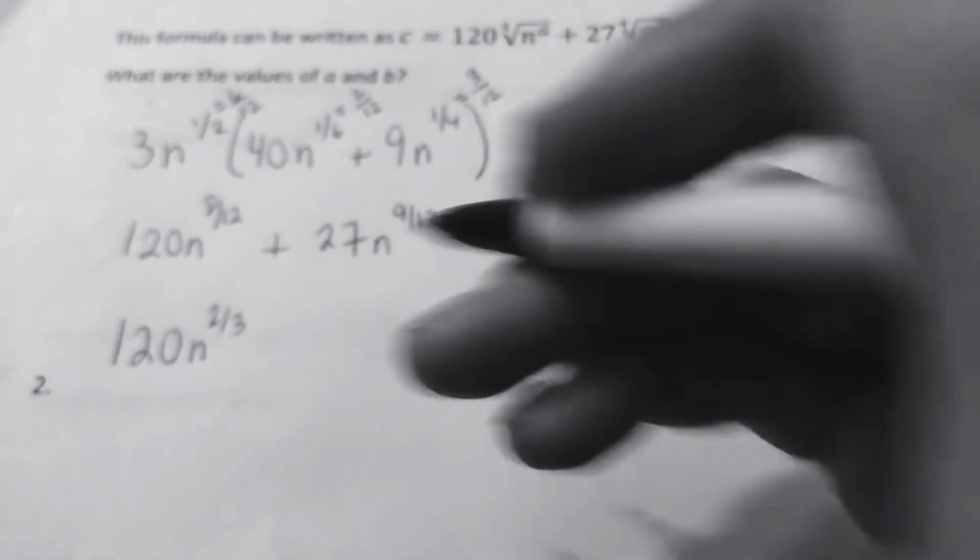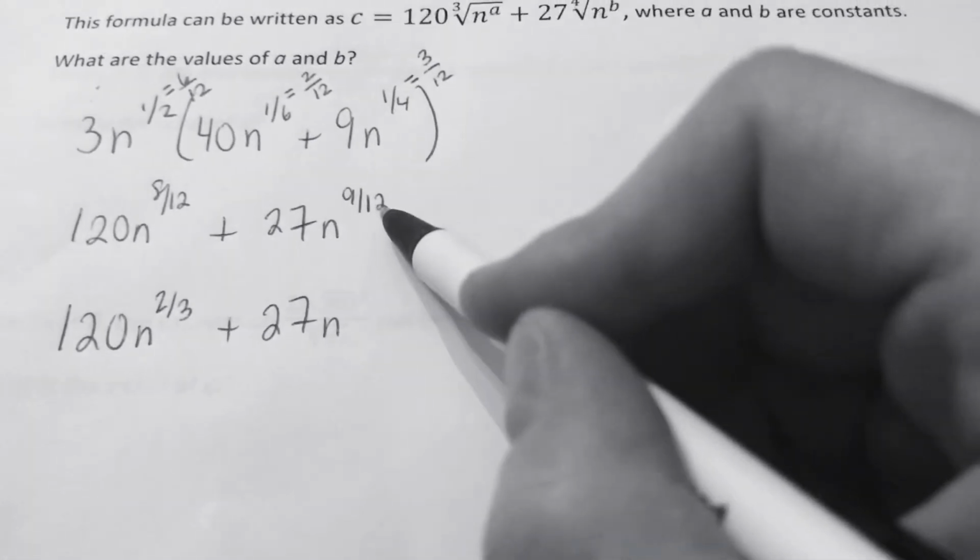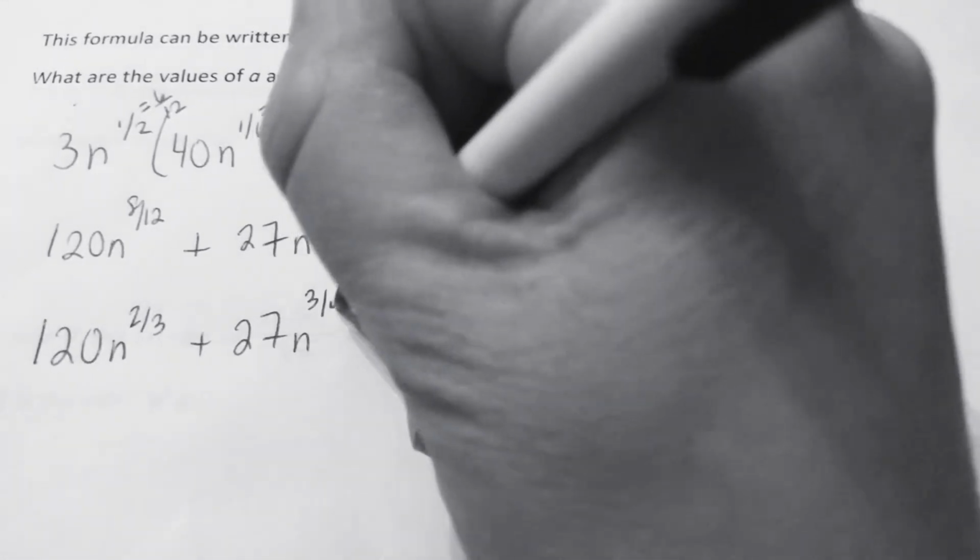120n to the 2/3 plus 27n to the 9/12. I divide both by 3 and I get 3/4.